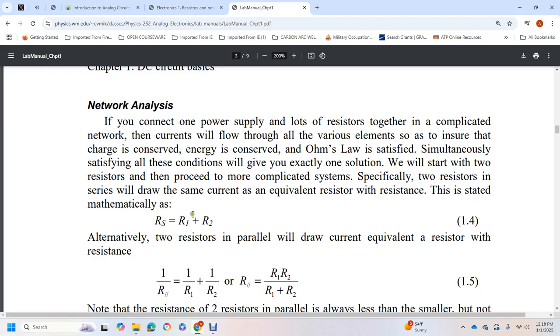Resistance in series is equal to resistor 1 plus resistor 2. Ultimately, two resistors in series equal resistor 1 plus resistor 2. Two resistors in parallel draw an equivalent resistor with a resistance. One over the resistance of resistors in parallel is equal to 1 over resistor 1 plus 1 over resistor 2. So the resistance in parallel is equal to resistor 1 times resistor 2 over resistor 1 plus resistor 2.